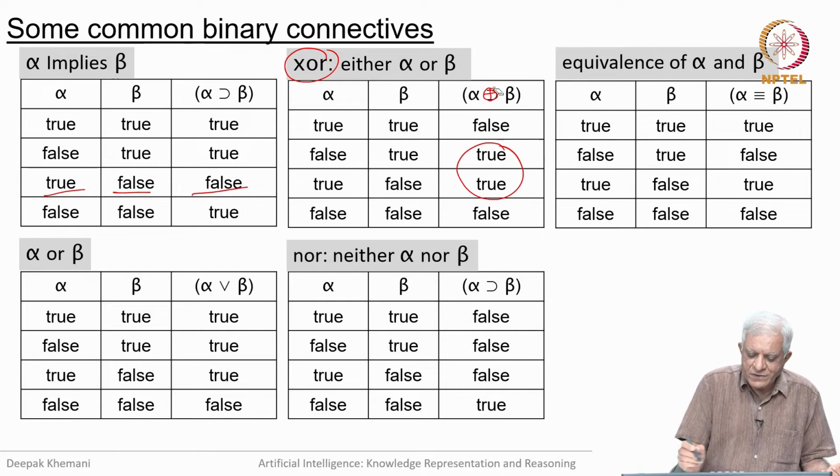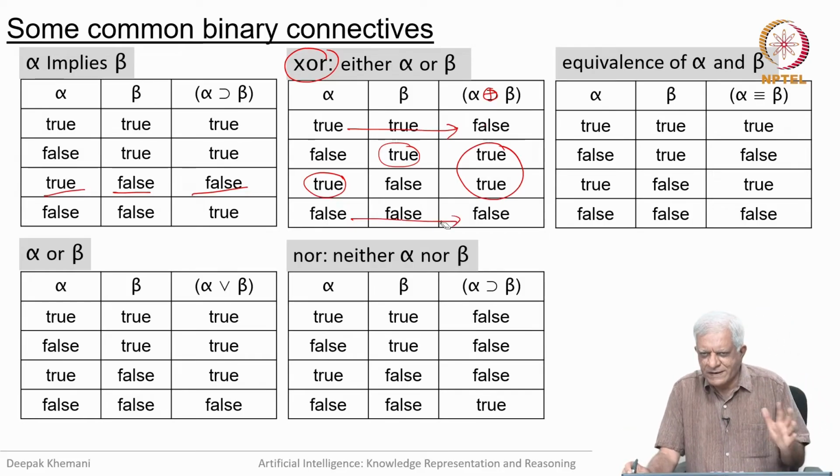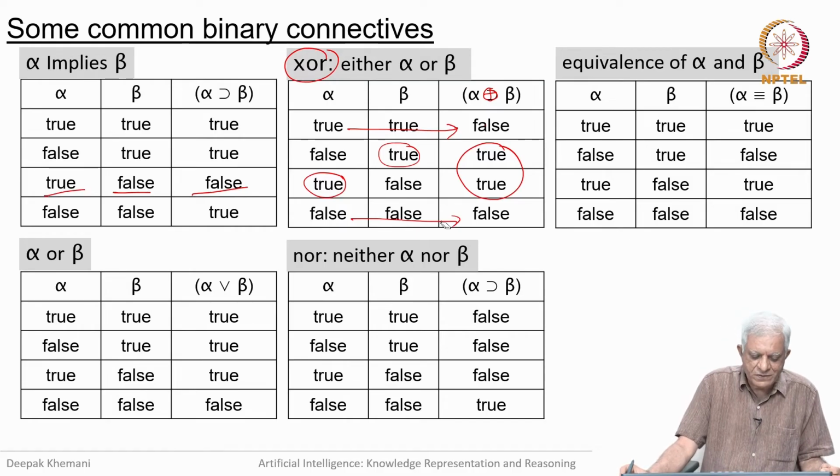So, XOR is true when only one of the constituents is true. So, when beta is true or when alpha is true and the other thing is false essentially. When both are true, then it is false, as you can see. When both are false, also it is false. So, XOR is the standard sense that we often use in natural language when we talk about logic.